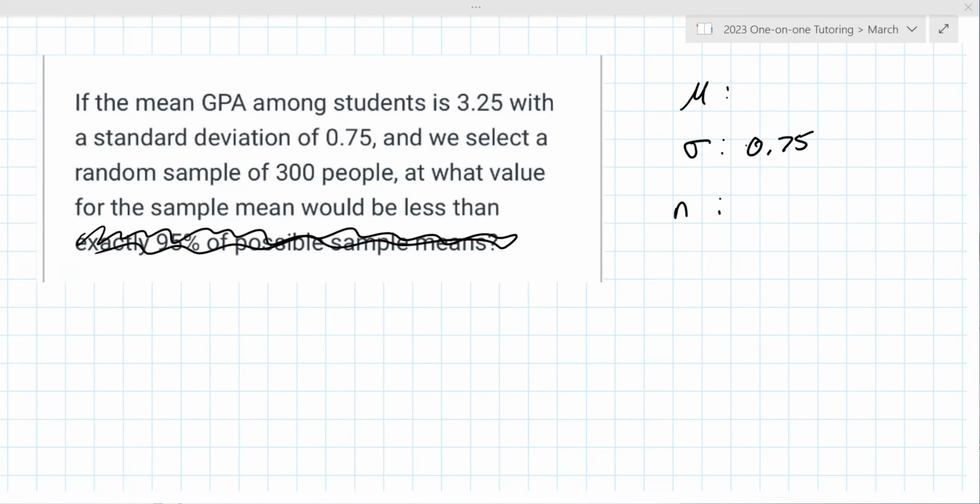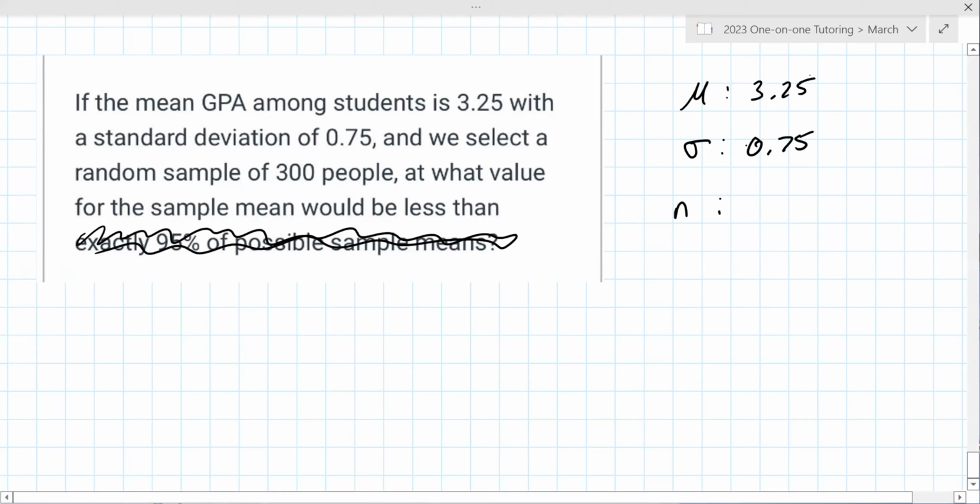Oh, wouldn't sample mean be the mu? No, they're saying the mean GPA among students. They're saying of all the students out there, the mean is 3.25. Yes. Okay. And then n is 300. Yes. Okay. All right.